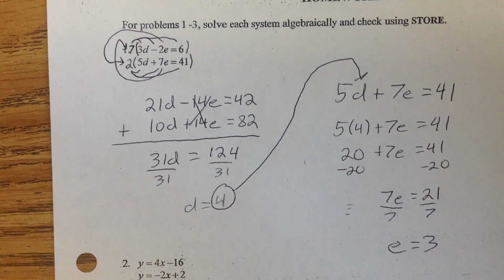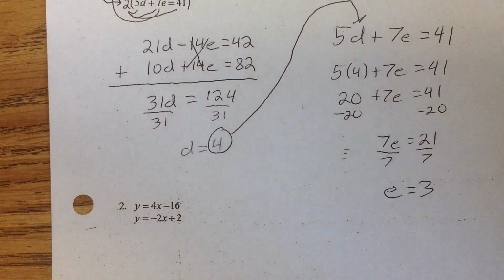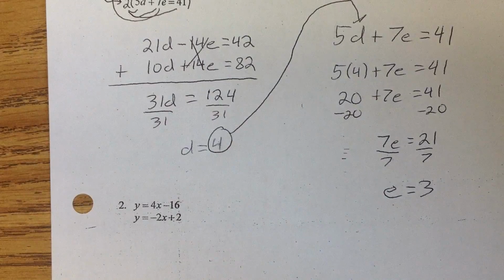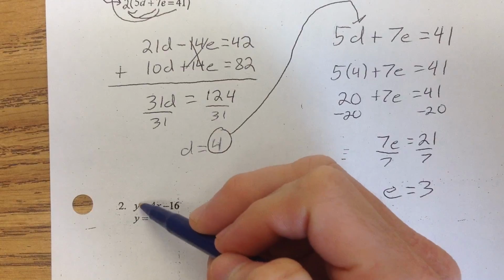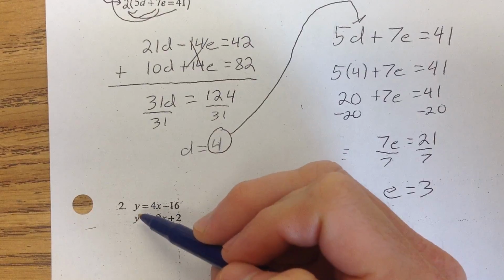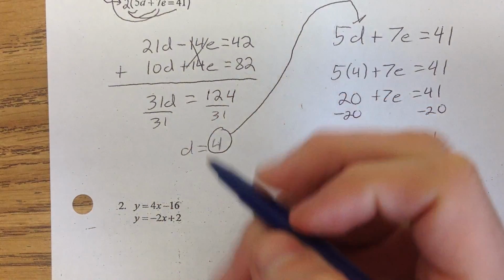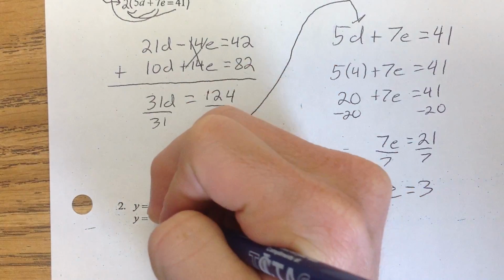All right, let's take a look at the second problem. y equals 4x minus 16, y equals negative 2x plus 2. So again, we have to think to ourselves. Probably not going to graph because I don't have any graph paper. I'm either going to do substitution or elimination. Now on this one, we can see that we already have letters by themselves. All right, y is by itself on both of these. So that makes it really easy to do substitution.